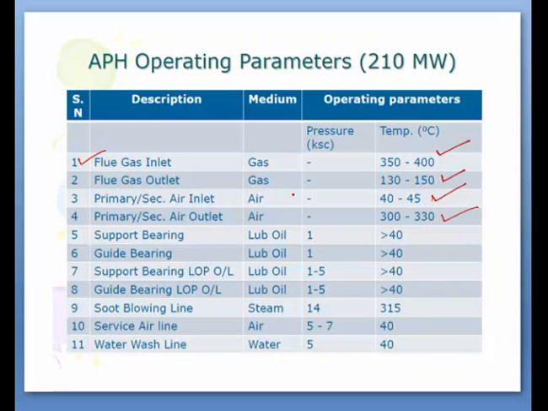Support bearing medium is lube oil, so the temperature is more than 40 degrees centigrade. Guide bearing 40 degrees centigrade. In support bearing lube oil pump outlet, pressure will range between 1 to 5 KSC, that is kilogram force per square centimeter. Similarly, other parameters you can see here. So with this, we are through with the air preheater portion.